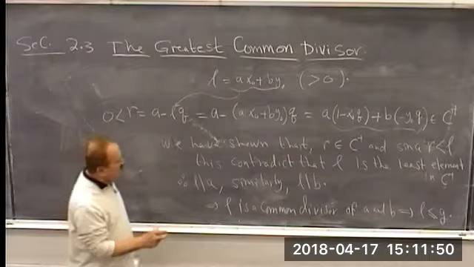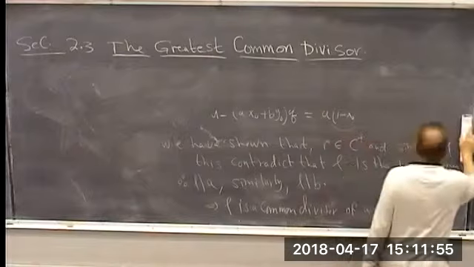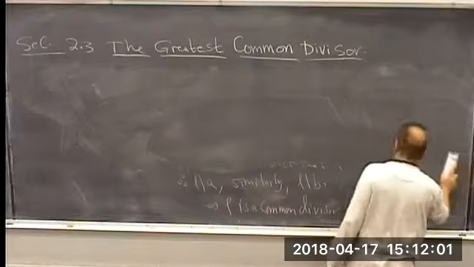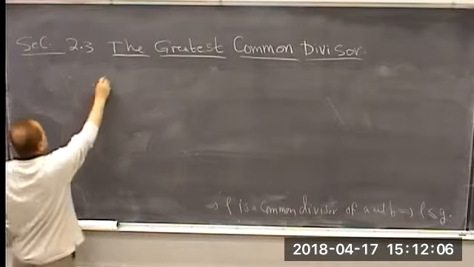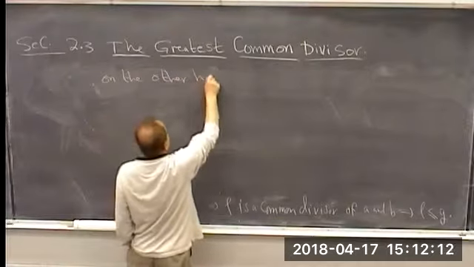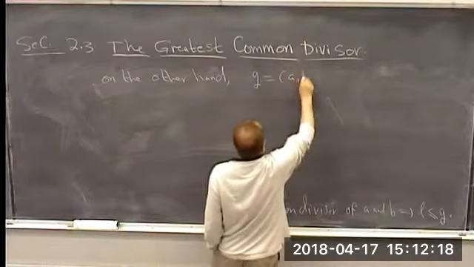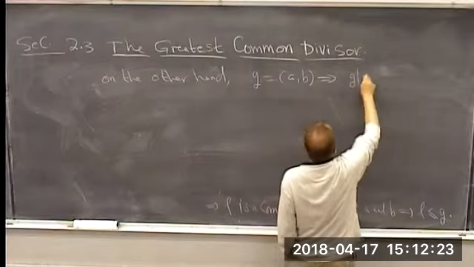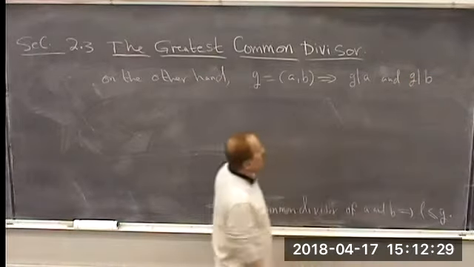Now I want to go conversely. All right? So I'm going to show that L is bigger than or equal to G. All right, on the other hand, G being the greatest common divisor of A and B, by the definition, implies that G divides A and G divides B and something else, which is the largest.